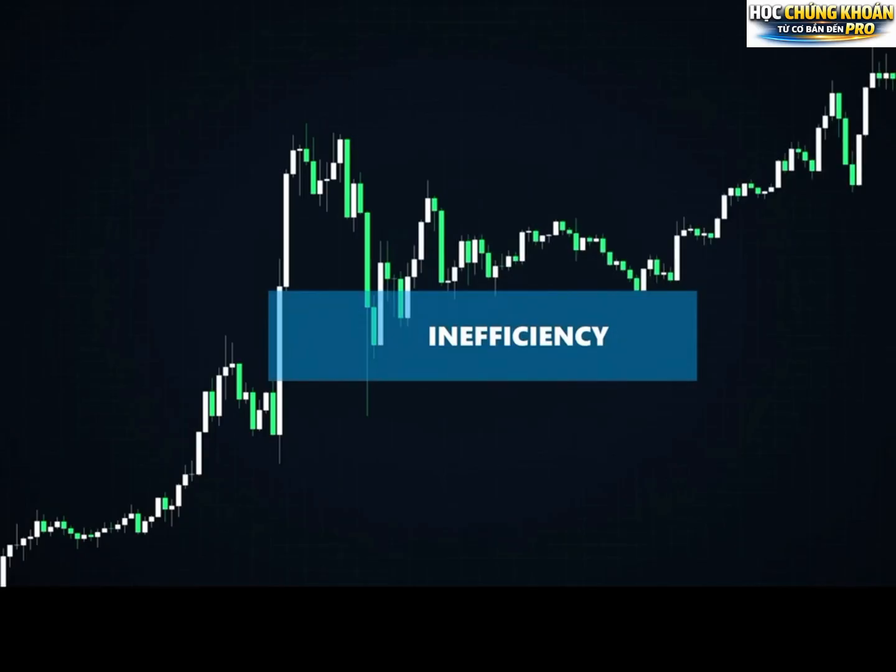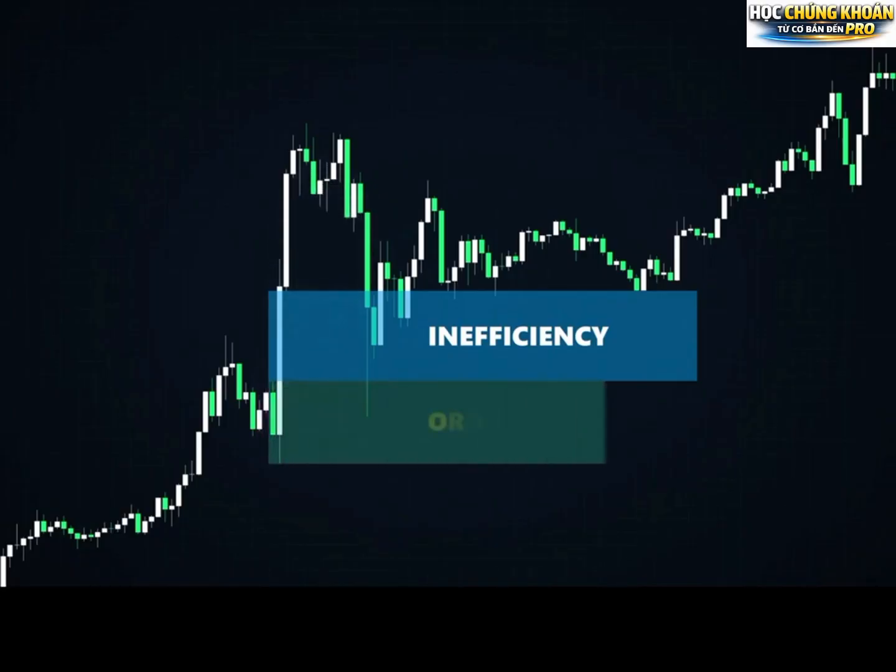They see a big move and jump straight in without asking why it happened. But here's what you should do. Step back and mark the last bearish candle before a strong bullish move, or the last bullish candle before a sharp drop. This is a potential order block, a level where institutions likely place their orders.